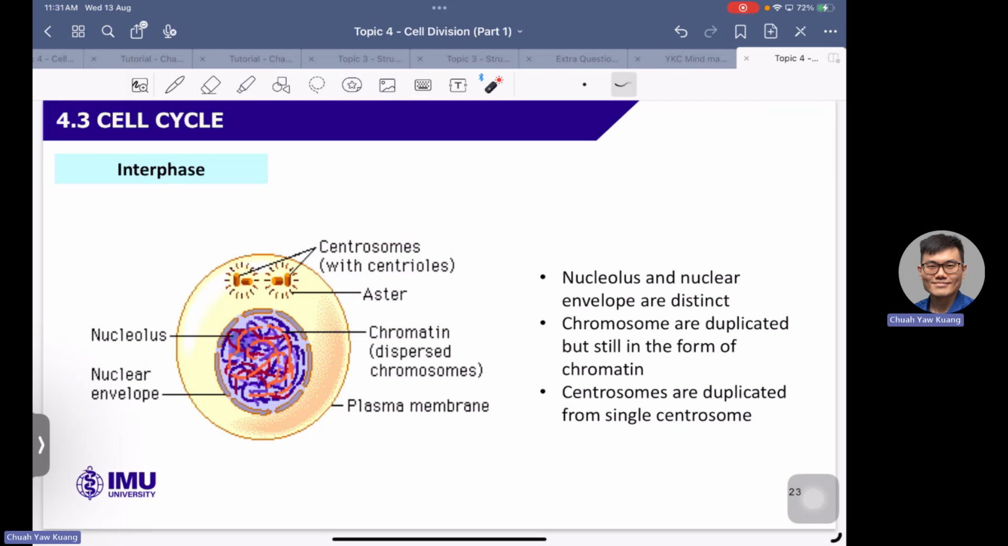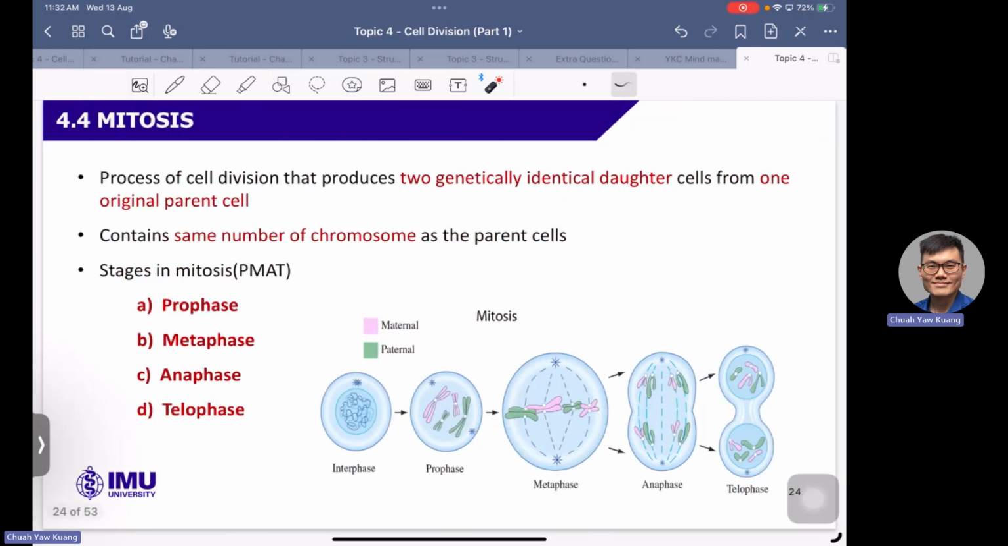You won't be able to differentiate a cell in interphase from a cell that has already exited the cell cycle. It looks the same, because the nucleus is still intact and you won't see anything inside. The chromatin you also cannot see. So that's why you only see the nucleus. So that is interphase. Then after that, we will look at mitosis.